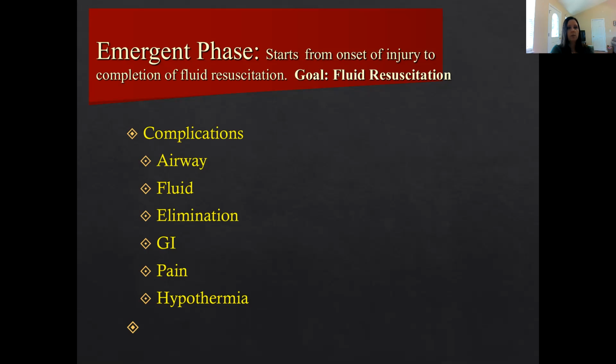So elimination. They may have impaired elimination because those kidneys are not working because A, they're not getting perfused. Maybe there's a lot of myoglobin stopping them up. But either way, we need to monitor accurate I&O. So we'll put in an indwelling urinary cath. So our urine output is the most accurate indicator of fluid volume resuscitation. So if we're not perfusing the kidneys, we're not perfusing anything else, right? So if the kidneys are working and putting out urine, then we're perfusing everything.